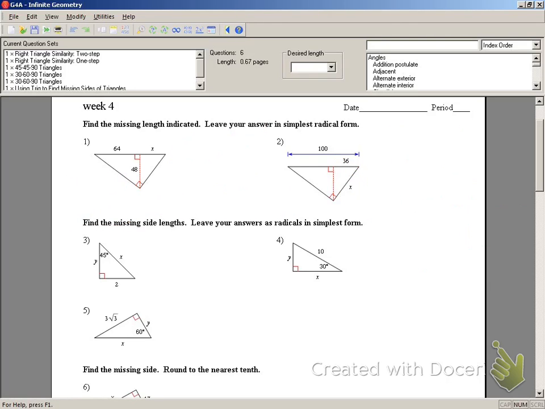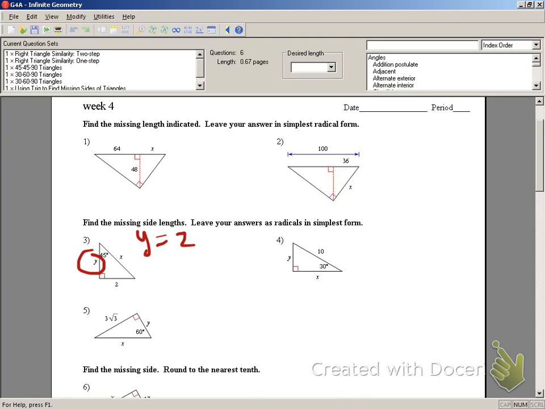Number 3, find the missing side lengths. Leave your answer as radicals in simplest form. Number 3, we are given that it is a 45, 45, 90 triangle. So, if one leg is equal to 2, that means the other leg will be equal to 2 also. So y equals 2. Legs are equal in 45, 45, 90.